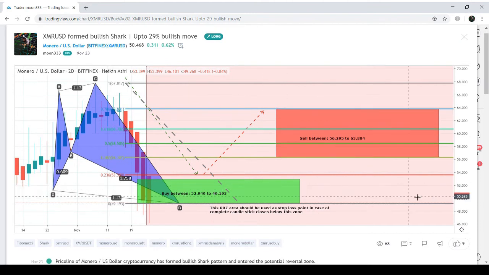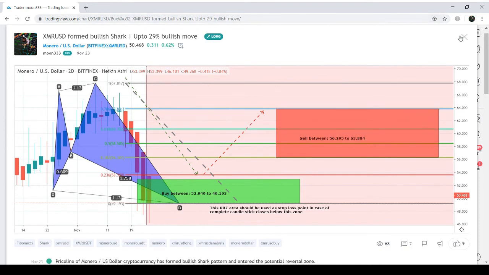At this time, we have the price at 50.468, and our borderline is 49.193. Now the price action should take the bullish divergence and move between 0.382 up to 0.786 Fibonacci, the projection of the C to D Fibonacci leg.